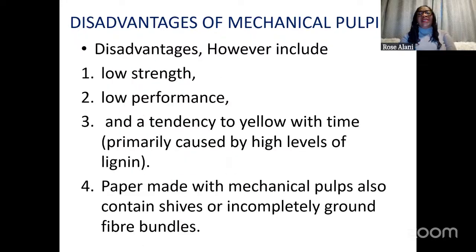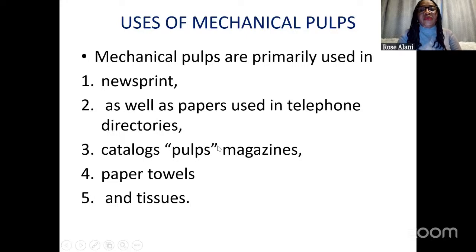And then the disadvantages are that the paper produced has low strength and easily tears. Low performance, not that good. And then the tendency of yellowing is there because of the presence of high lignin. The paper made with mechanical pulp also contains chips, like I mentioned to you before, incompletely ground fiber bundles. You see some little things like that in the paper, and you know that it's from mechanical pulp.